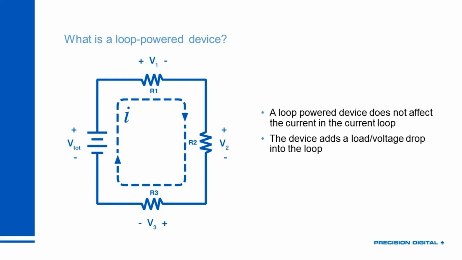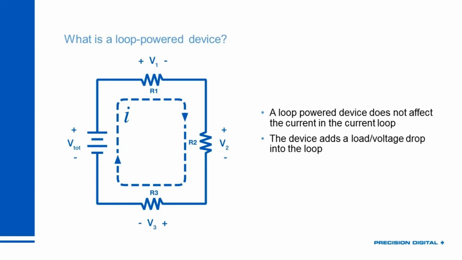In the sample circuit we have VTOT, which is my power supply, and it's running a current loop I. You've got R1, R2, and R3, which represent any type of load. That could be a loop-powered meter. That could be a PLC. It could be anything else that is connected up to my 4 to 20 milliamp loop.